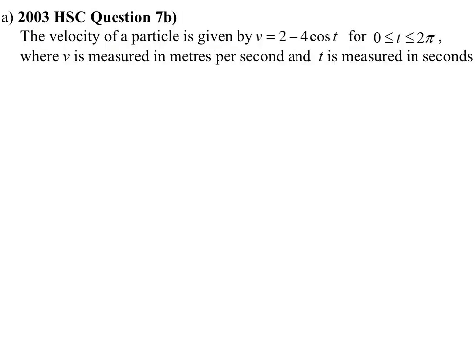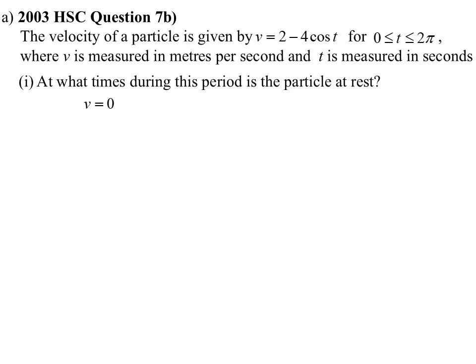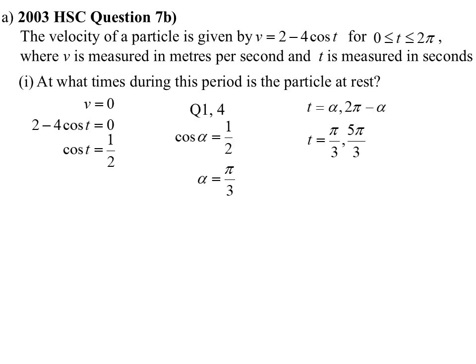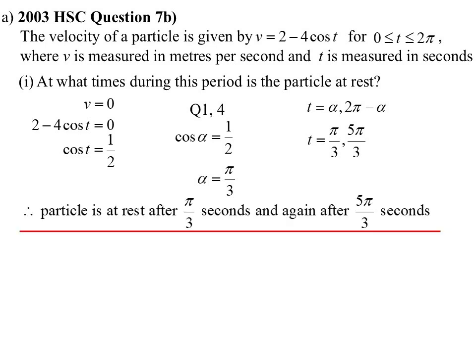Velocity time graph. It's a cosine graph this time. At what time during the period is the particle at rest? Okay, well, it's when v equals 0, isn't it? Velocity equals 0. That's what they're essentially asking me. I'm solving a very simple trig equation here. Cos t equals a half, yes, first and fourth quadrants. There's my acute angle. But I know it's going to be, well, they've restricted time to be between 0 and 2 pi. So we have pi on 3, 5 pi on 3. And so I'll answer the question.